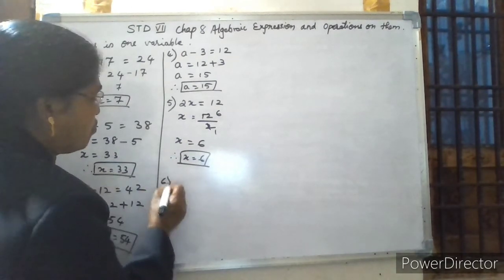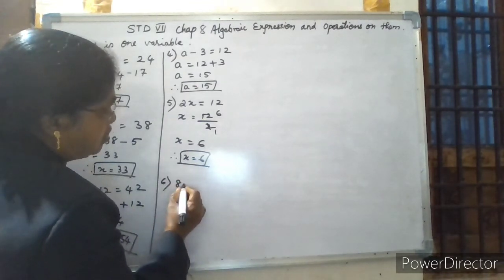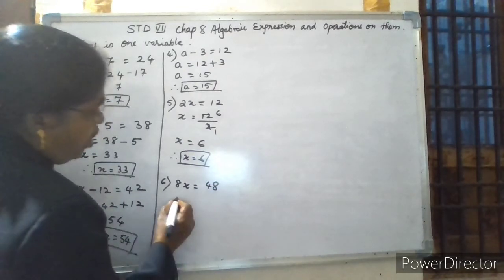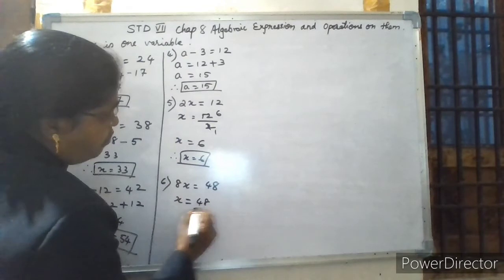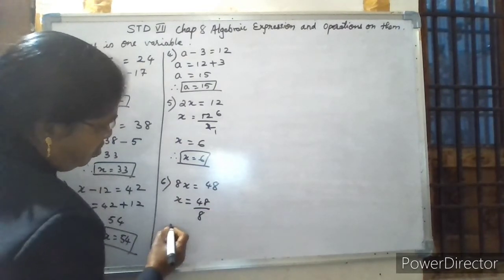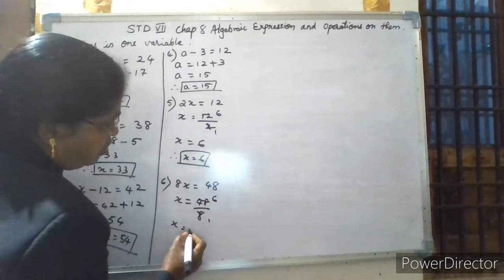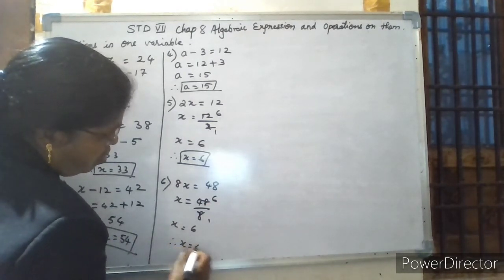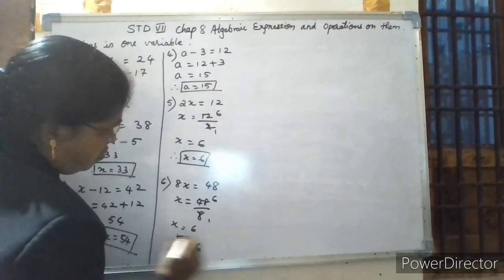Now, suppose, one more example. Suppose 8x is equal to 48. So x is equal to 48 divided by 8. 8 sixes are 48. Therefore, x is equal to 6.